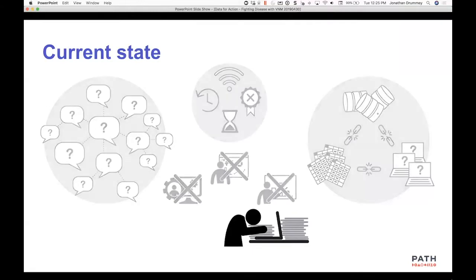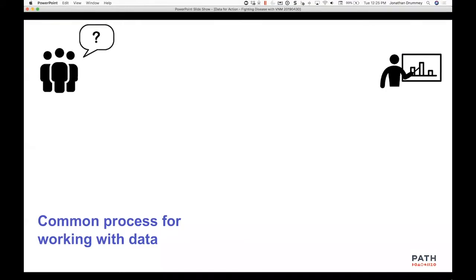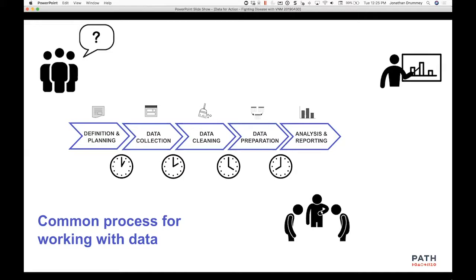So how do we get into that ideal state? A very common process for thinking about working with data is there's a set of people who have some questions of that data, and then there's the people who are going to provide answers to those questions. Then we go through a linear process of defining the questions, collecting the data, cleaning the data. Time is passing, people are waiting, we're preparing the data, doing the analysis and reports, and then finally getting to the place of being able to share and archive the data. A lot of time goes by, and people are getting unhappy because they're waiting on that.